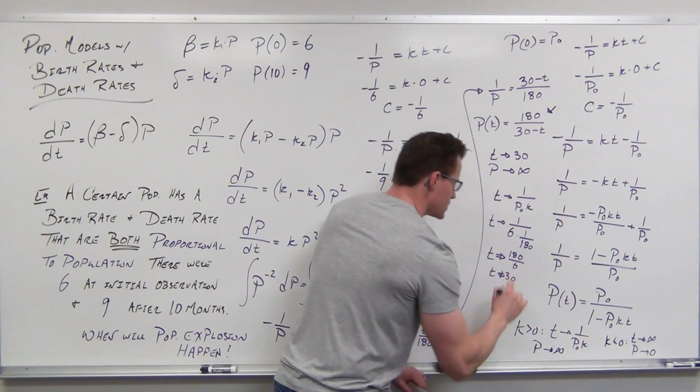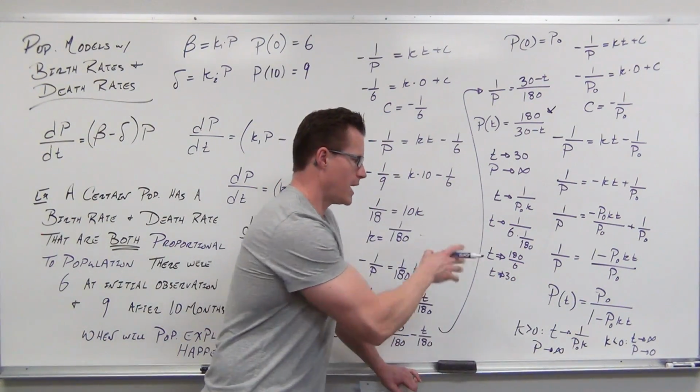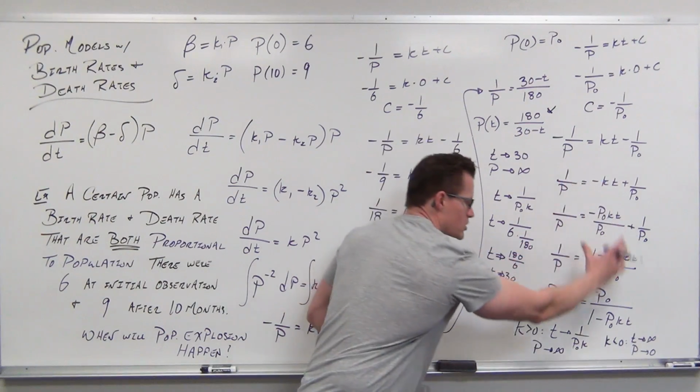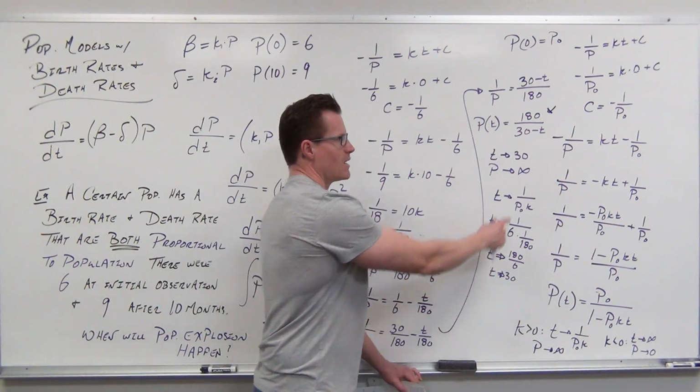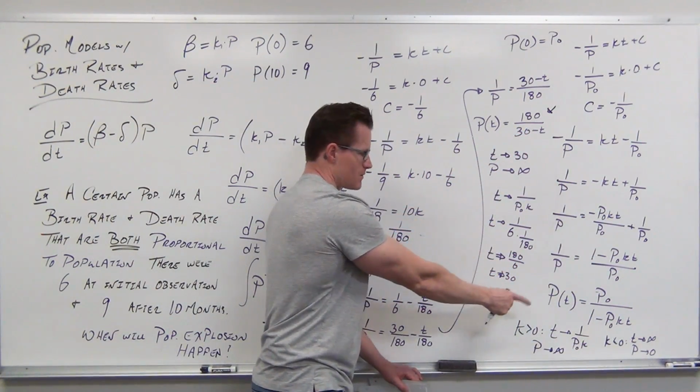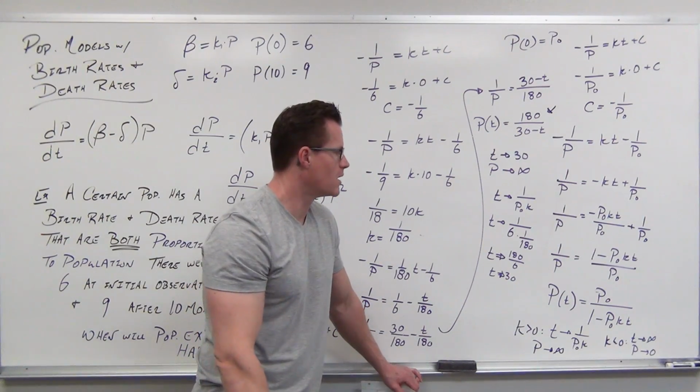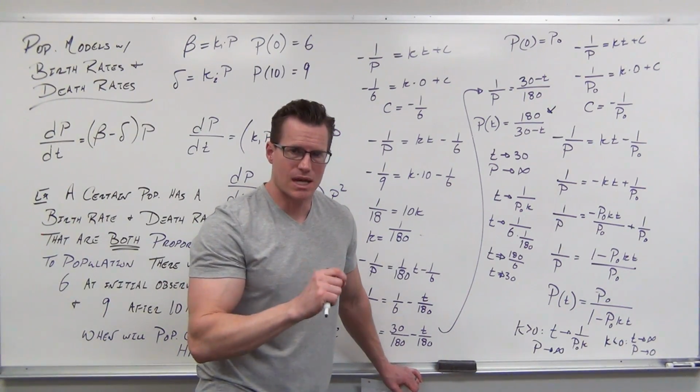As t approaches 30, that is going to go to infinity. We showed it. We just showed it right here, and now we see it in the math. We see it as a formula, if you want to call that a formula. But I want you to logically understand what we've talked about.